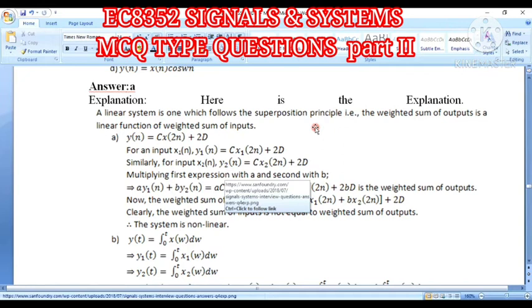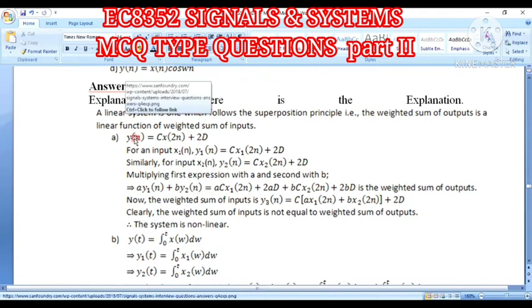Okay, this is also a 2 mark question. The weighted sum of the output is the linear combination of the weighted sum of the input. When it satisfies this condition, we call it a linear system. So if anybody asks what the superposition principle means, you just tell them: the weighted sum of output is the linear combination of the weighted sum of input. That's it. Okay, let us check one by one.